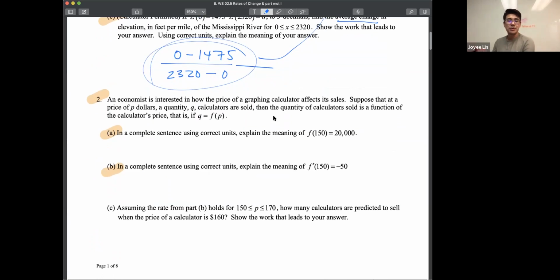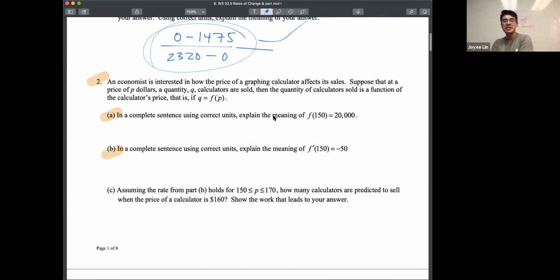All right, number 2, it says an economist is interested in how the price of a graphing calculator affects his sales. Suppose that at a price of P dollars, a quantity of Q calculators are sold. Then the quantity of calculators sold is a function of the calculator's price. That is, Q is equal to F of P. In complete sentences, using correct units, can somebody explain the meaning of F of 150 is equal to 20,000?